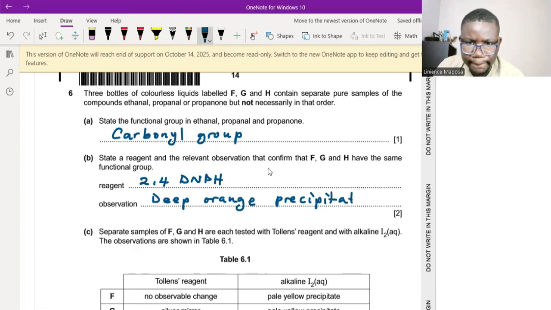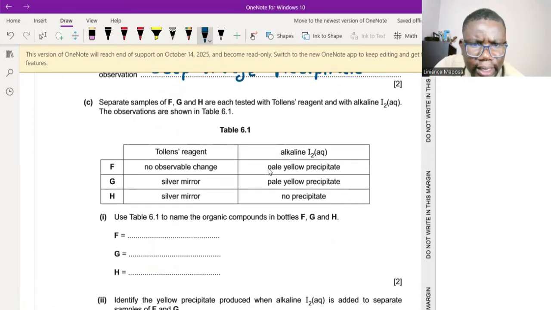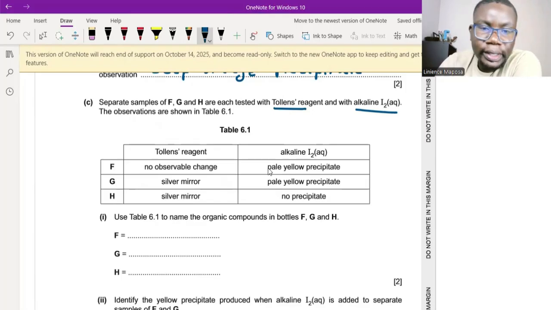Precipitate is observed. Okay, separate samples of F, G, and H are each tested with Tollens' reagent and with iodine. This one confirms aldehydes. This one confirms not only methyl ketones, but it's mostly used for methyl ketones. But remember, if you have an aldehyde that can form a methyl ketone, that will work. If you have a secondary alcohol that has a methyl on one end, it will work. If you have an aldehyde that has a methyl on one end, it will work.